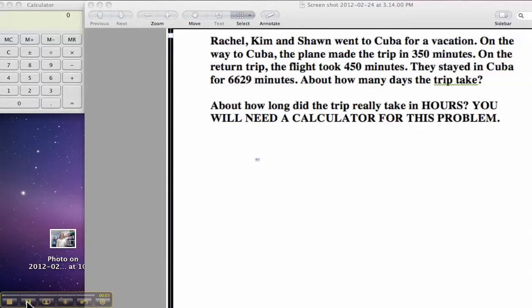Let me read this to you. It says Rachel, Kim, and Sean went to Cuba for a vacation. On the way to Cuba, the plane made the trip in 350 minutes. On the return trip, the flight took 450 minutes. They stayed in Cuba for 6,629 minutes. About how many days did the trip take? Also down here it says, how long did the trip really take in hours? You will need a calculator for this problem.